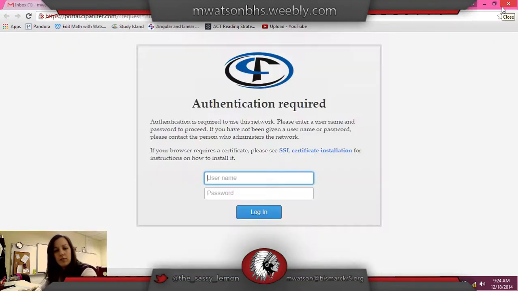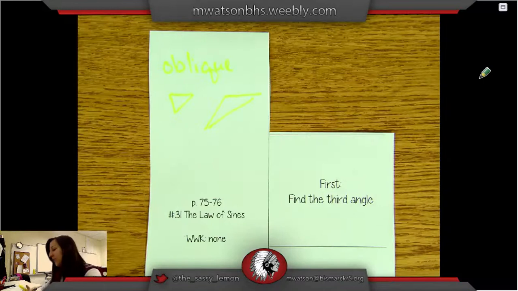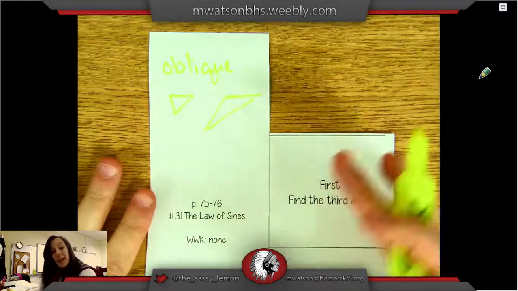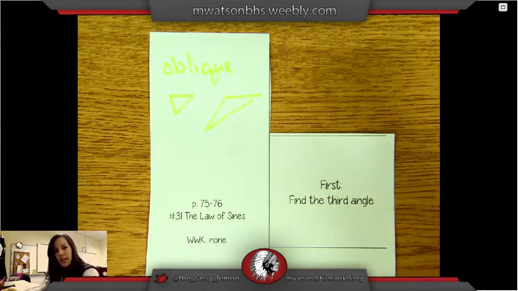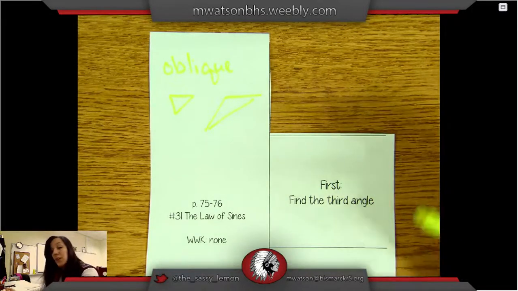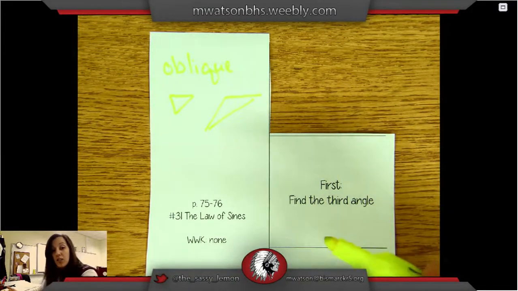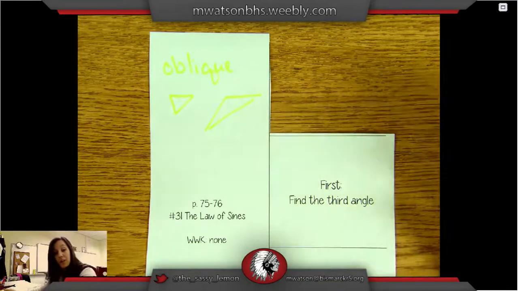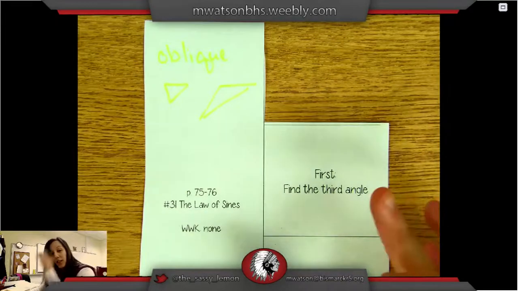How do you find missing angles in an oblique triangle? How do you find the area? Is that possible? Up until this point, you may have thought it was impossible to find the area of a triangle that's not right, but in fact you can. So that's what this unit's all going to be about.